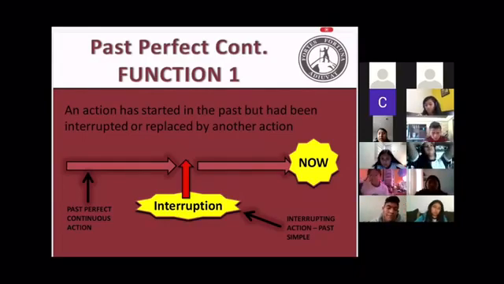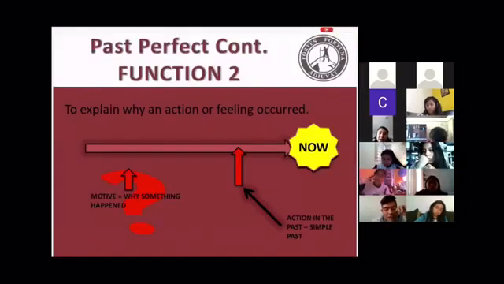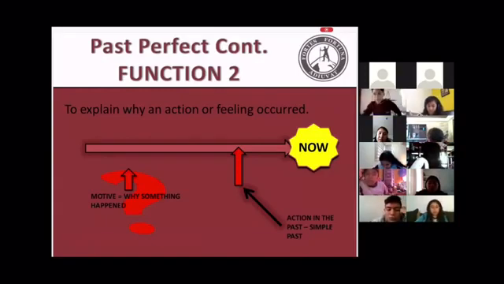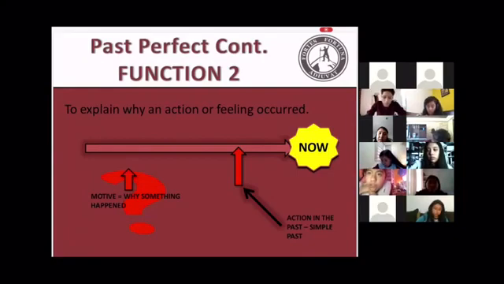Good, Dara, excellent. Function 2 is to explain why something in the past happened. So we have an action in the past that we put in simple past, like in the first example. But why did it happen? You explain why it happened using the past perfect continuous. For example, I crashed my car because I hadn't been paying attention.